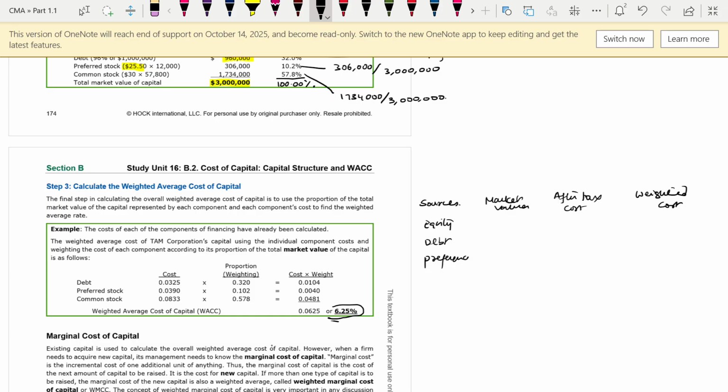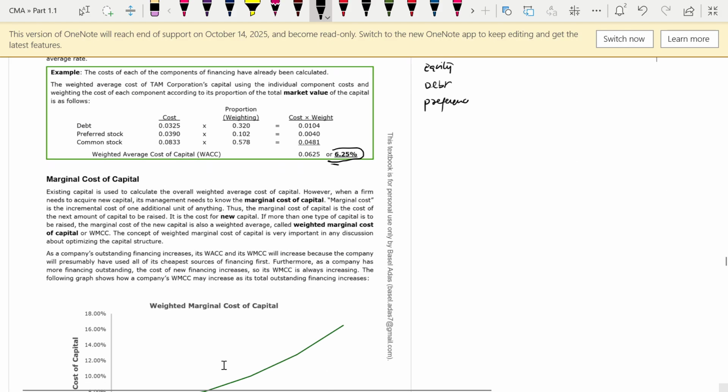Now, what is the marginal? See, existing capital is used for the overall weighted capital. When a firm needs to acquire new capital, management asks what the marginal cost is. See what happens, your cost of capital is how much? 6.25%. This is the weighted average cost of capital. This is the benchmark.